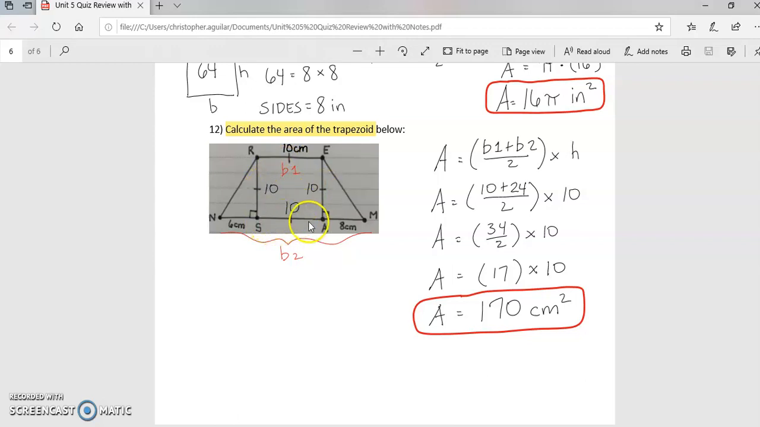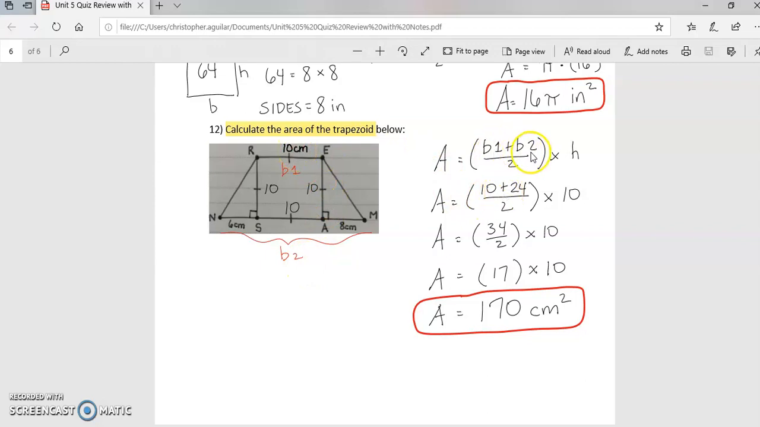But base 2 isn't just this square part. It's also including the edges of those triangles, because the whole bottom side is the base of the trapezoid. So that means that 6 plus 10 is 16, plus another 8 is 24. That's how I get 24 for base 2. And for base 1, it's just 10.